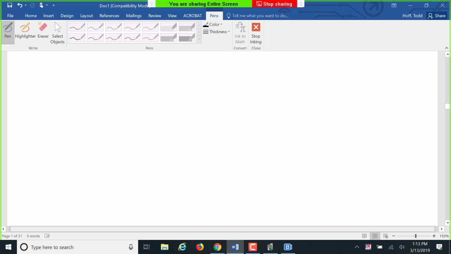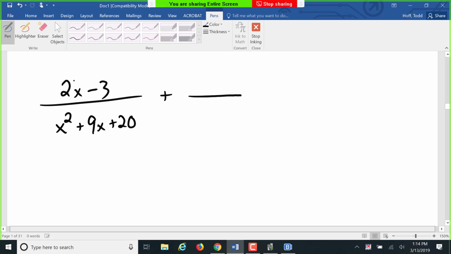I'm going to give you an example to try here. 2x minus 3 over x squared plus 9x plus 20, plus x plus 1 over x squared plus 5x. Try that one in your notes.